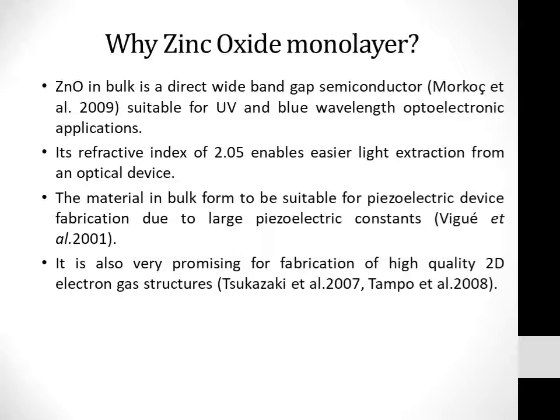Also, bulk ZnO is a direct wide bandgap semiconductor, about 3.37 electron volt, transparent in the visible wavelength range, and suitable for UV, ultraviolet, and blue wavelength optoelectronic applications, with a large exciton binding energy of 60 millielectron volt, which enables efficient excitonic emission at room temperature. Its low refractive index, about 2.05, also enables easier light extraction from an optical device.